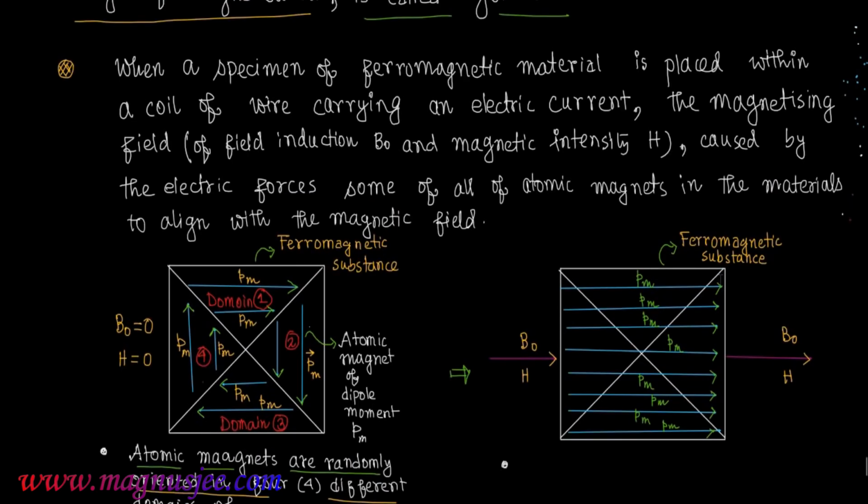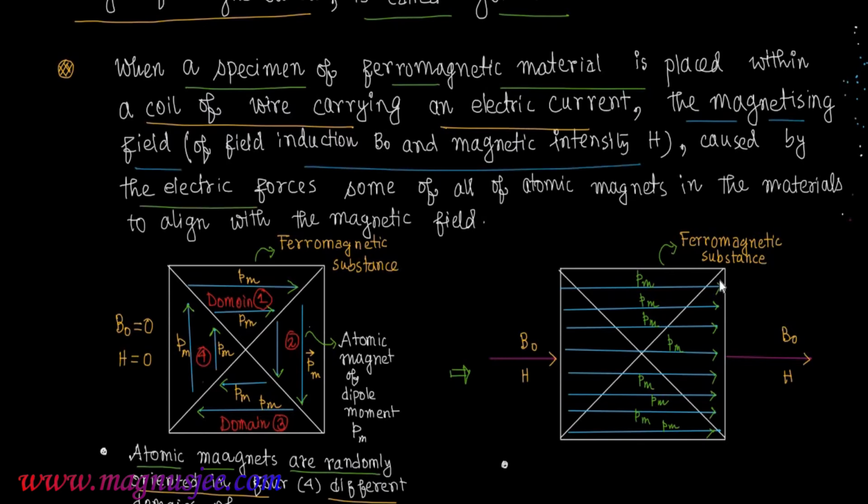If we repeat this point, when a specimen of ferromagnetic material is placed within a coil of wire carrying an electric current, the magnetizing field of field induction B and magnetic intensity H caused by the electric current forces the sum of the atomic magnets in the material to align with the external magnetic field.